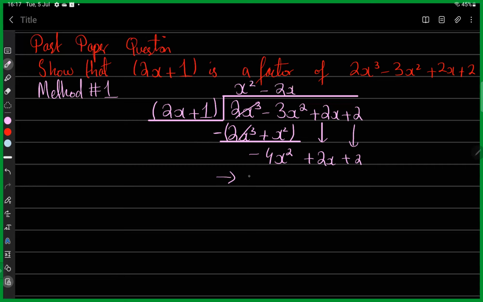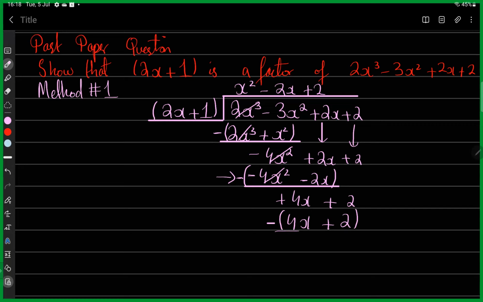So this would give me minus 4x squared minus 2x, and now when I take the difference, these two would be cancelled and I would be left with positive 4x plus 2. I need to multiply it by 2, so I'll be adding 2 in the quotient and it would give me 4x plus 2. I need to have the difference, so these two would be cancelled and these two would also be cancelled, so it would be 0.